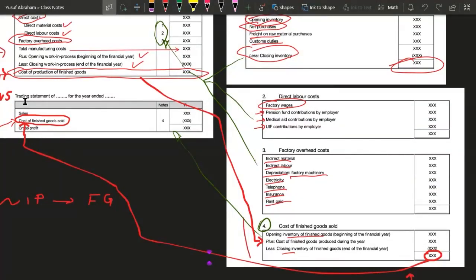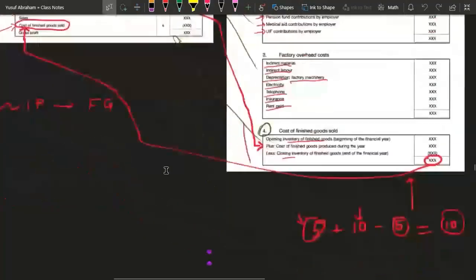What kind of product? Not product that we bought. This is not a retail business. It is a manufacturing business. So product that we have manufactured, finished good that we have manufactured, that we have sold. So don't just get finished good. You see, so you take sales minus cost of finished goods sold. How do you get the cost of finished goods sold?